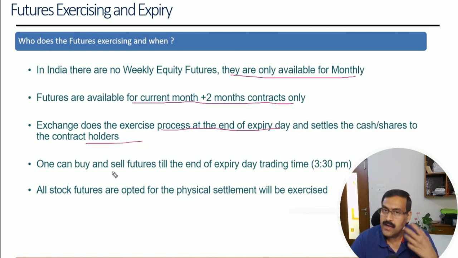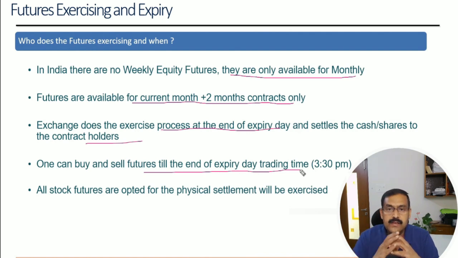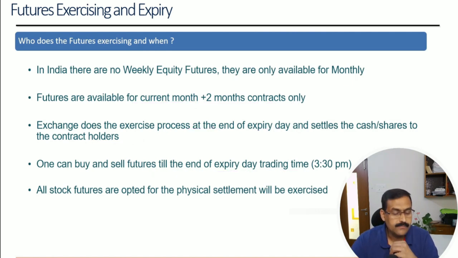So one can buy or sell futures till the end of expiry day, till the exchange trading time, which is 3:30 p.m. And if you have opted for the stock futures for the physical settlement, these stocks will be delivered or taken out from your trading account. So that is how the futures exercising takes place.